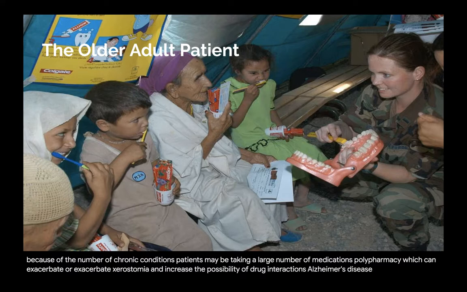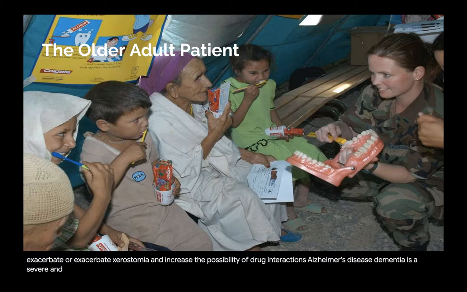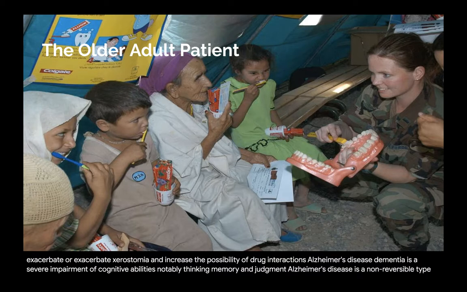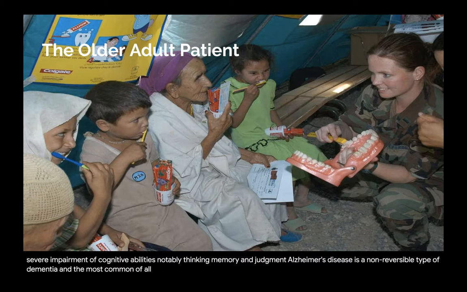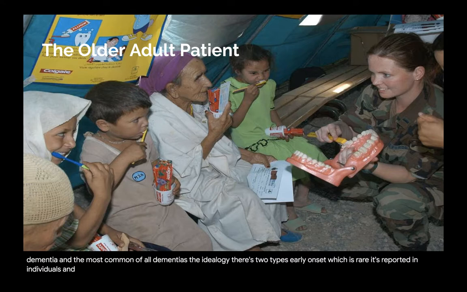Alzheimer's disease. Dementia is a severe impairment of cognitive abilities, notably thinking, memory, and judgment. Alzheimer's disease is a non-reversible type of dementia and the most common of all dementias. The etiology: there are two types. Early onset, which is rare, is reported in individuals in their 30s and 40s. And then there's late onset, which is the most common, in people over 65.